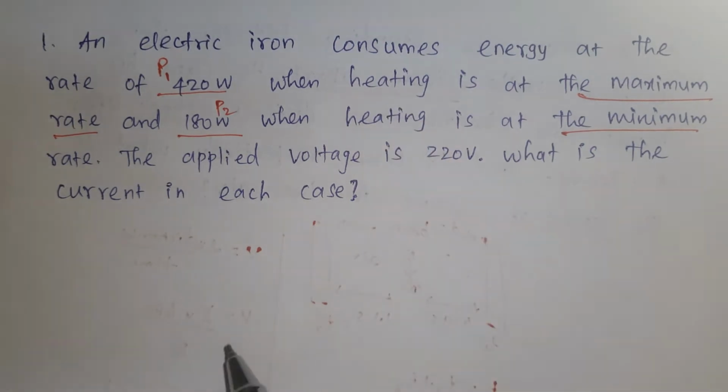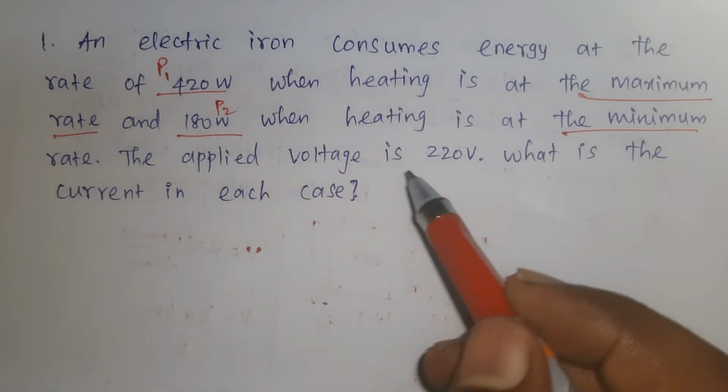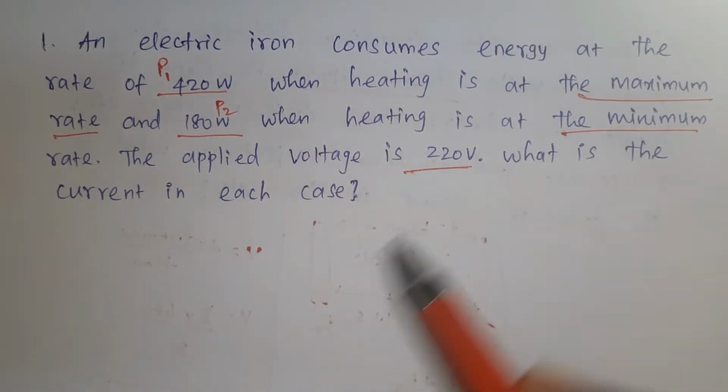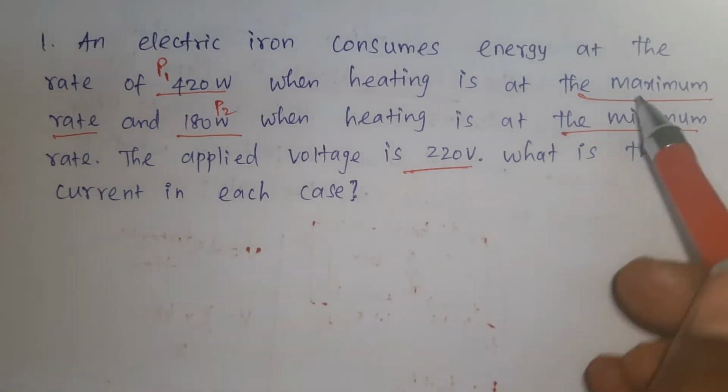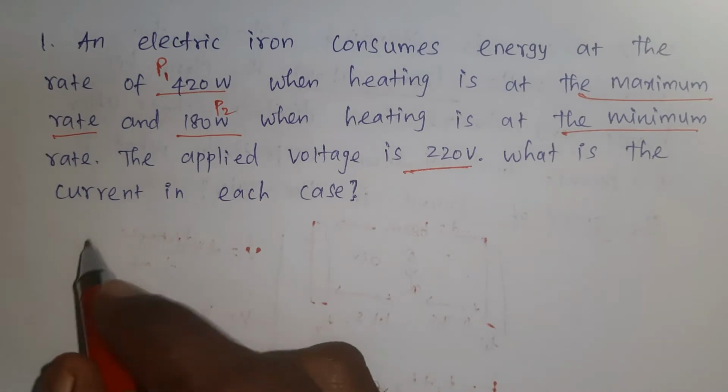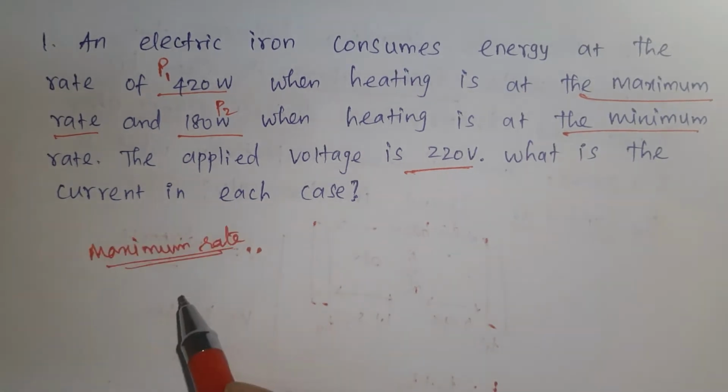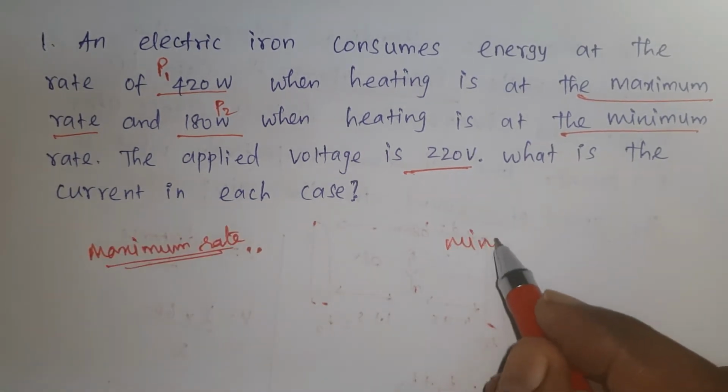So there are two cases. Applied voltage in both the cases, 220 volt, is always constant. Now, what is the current in each case? So current in each case, at the maximum rate and at the minimum rate. First we will calculate for the maximum rate, and the other one is the minimum rate.